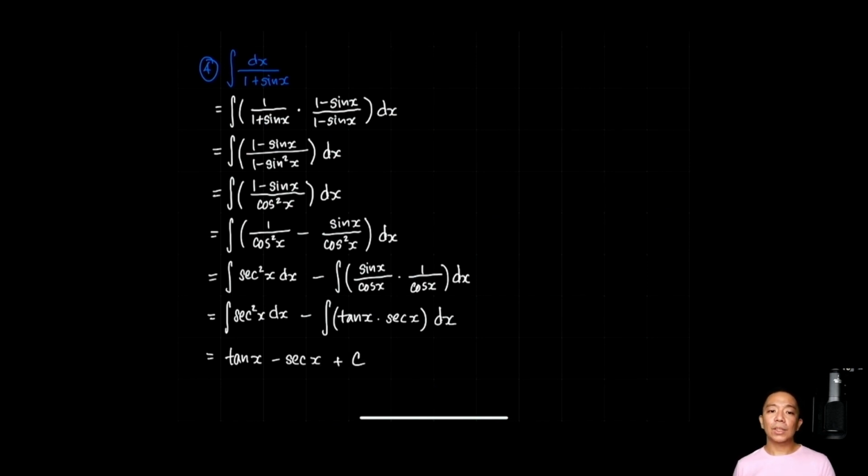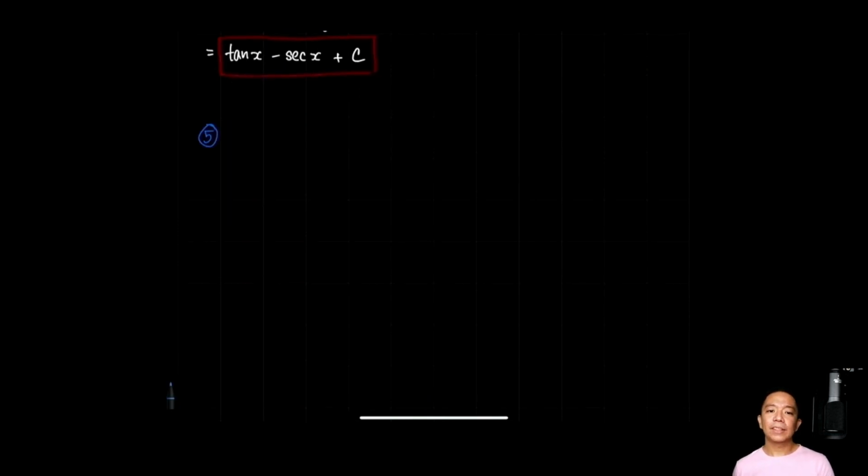Tapos, ang antiderivative ni tangent x secant x ay si secant x. Kaya, minus secant x, plus our constant of integration. Well, let's highlight our final answer. Again, you can pause this if you want and check na tama yung ginawa natin. Then let's move on sa next item.